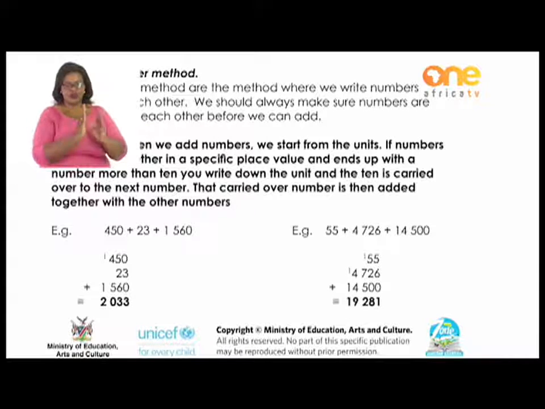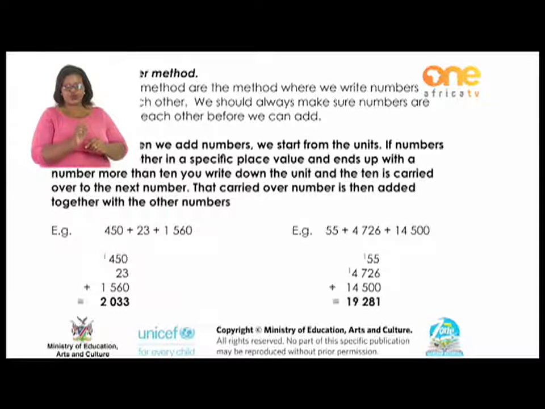Now we add the hundreds. 7 plus 5 equals 12. We write down the 2, and we carry the 1 over. Now we add our thousands. 4 plus 4 equals 8, plus the 1 that was carried over, and that is equal to 9.